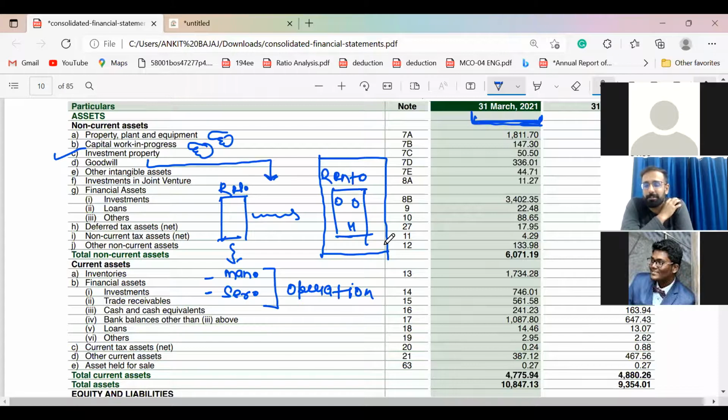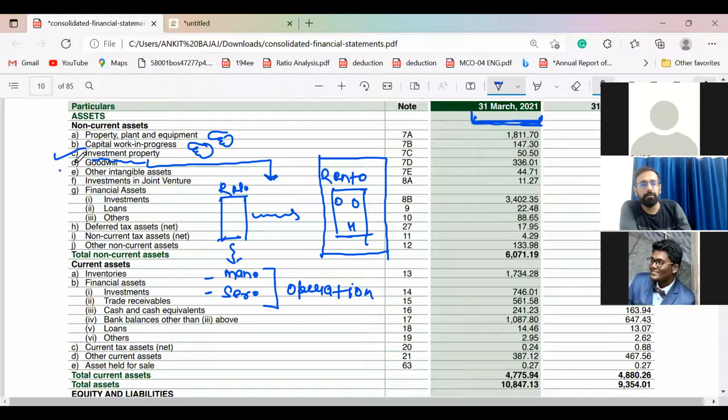You're not using that property for operation or for provision of services, right? So for that, there is a separate accounting standard, and that accounting standard is investment property. Before implementation of IFRS, there was no such accounting standard which talks about investment property, right? So every property we were including in fixed asset or property, plant and equipment. Now you have to show those investment properties separately, right?